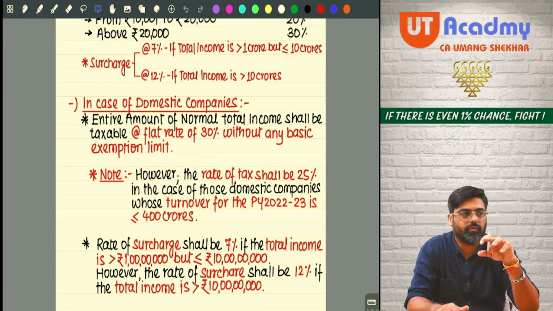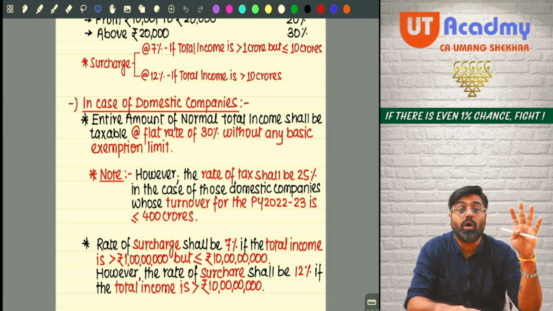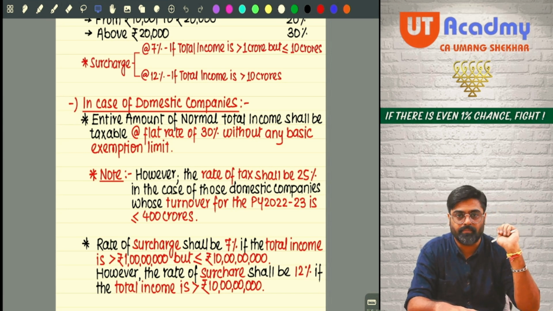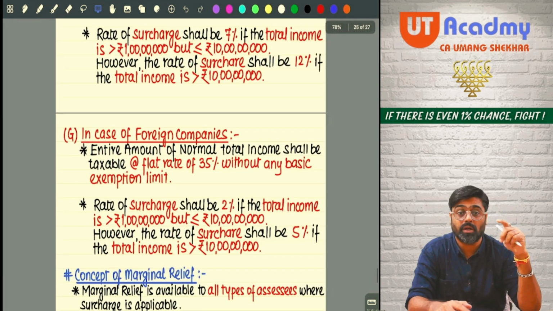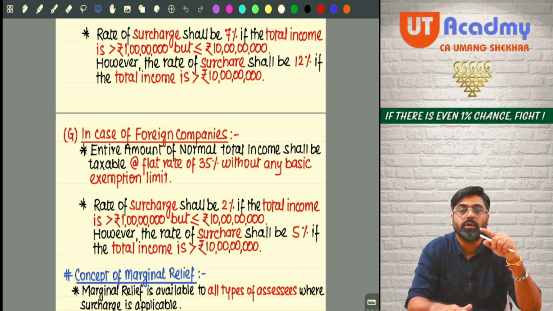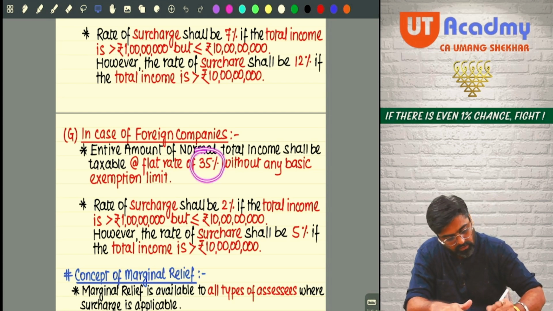See, now if we talk about companies, they will be of two types. First, domestic companies, and second, foreign companies. So if we talk about foreign companies, the rate of tax for foreign companies, earlier it used to be 40%. Now from this year, this rate has been reduced. This is a new amendment. The rate is 35%.